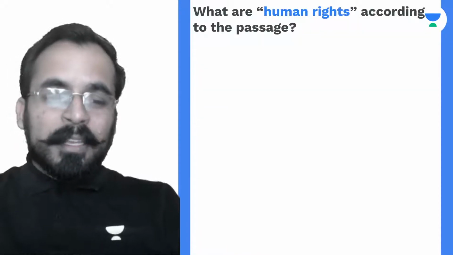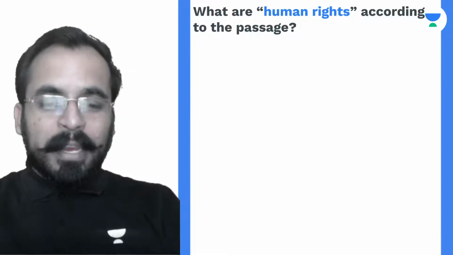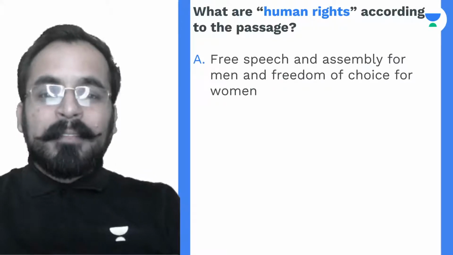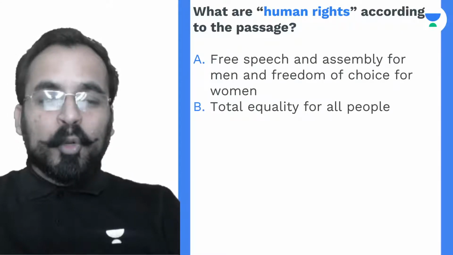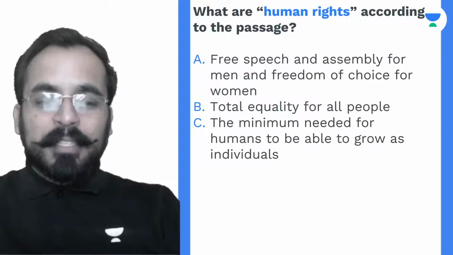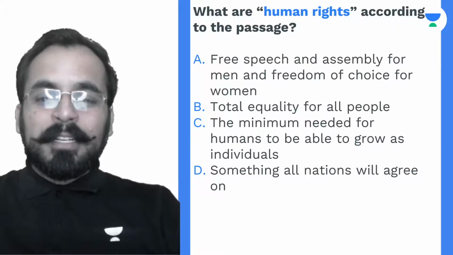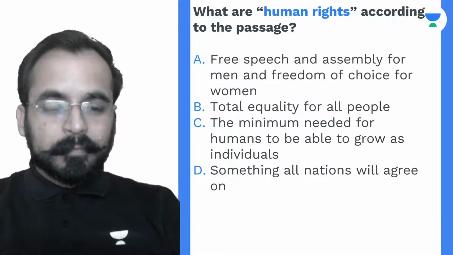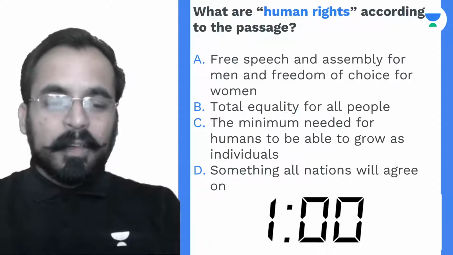Okay, let's go about it. So your question is, what are human rights according to the passage? Option A, free speech and assembly for men and freedom of choice for women. Option B, total equality for all people. Option C, the minimum needed for humans to be able to grow as individuals. Option D, something all nations will agree on. What would you say? Your time starts now.